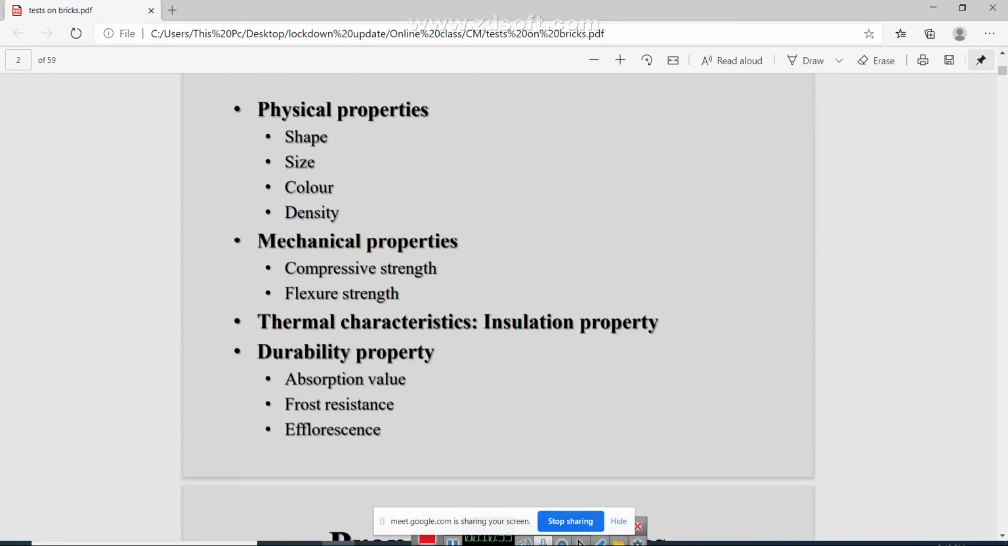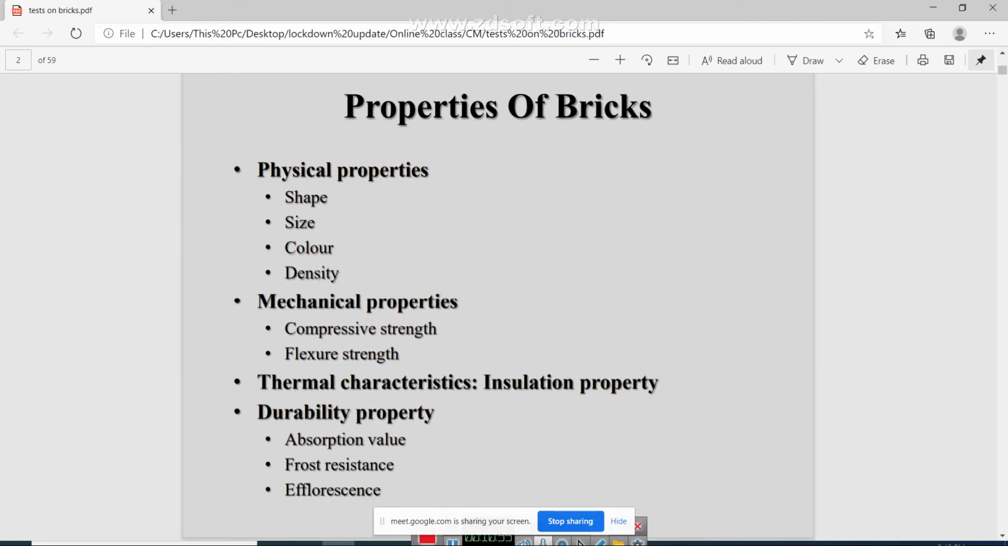Properties of bricks. Physical properties of bricks include shape, size, color, density. Then come the mechanical properties. We know that bricks are being used as a construction material or building material, so they are supposed to encounter various kinds of loads in their lifespan. So there are certain mechanical properties which need to be satisfied by the building material. Compressive strength and flexure strength are some of the mechanical properties. We'll be explaining everything in detail.